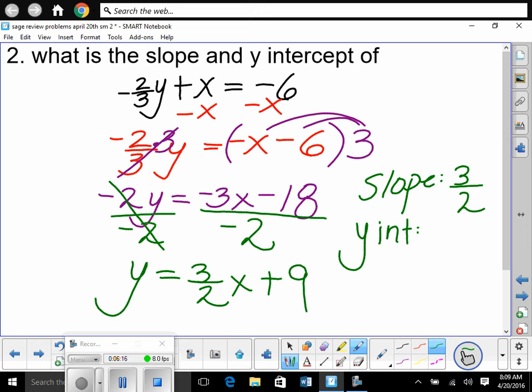So where is it going to cross the y-axis? Good, 9. So our y-intercept is 9. Questions? Don't miss out on the quiz. That's not that bad of a problem. Okay.